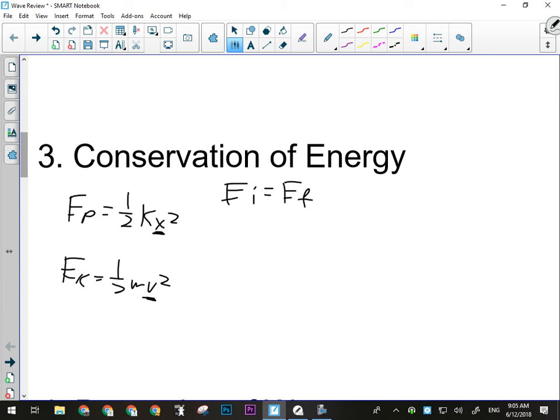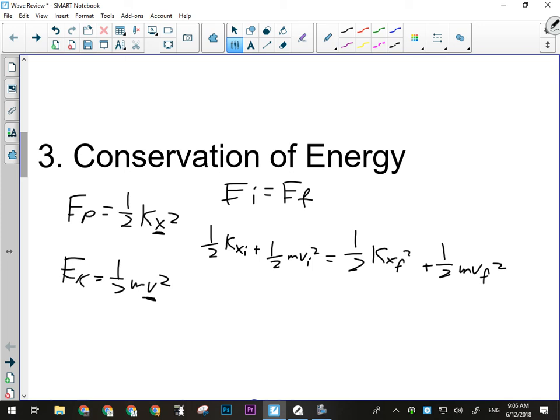It's just like a roller coaster, except we're dealing with a mass on a spring instead. Okay, so we still have points of maximum kinetic, maximum potential, and things like that. So we would set it up. Okay, we'd have 1/2 kx_i² plus 1/2 mv_i² equals 1/2 kx_f² plus 1/2 mv_f².